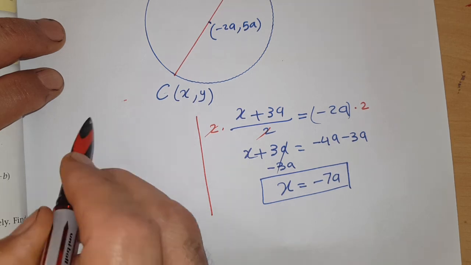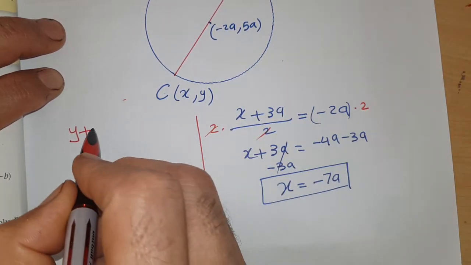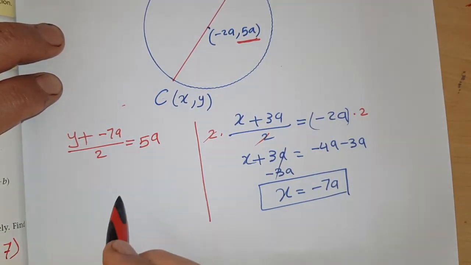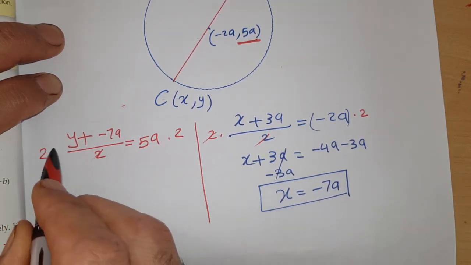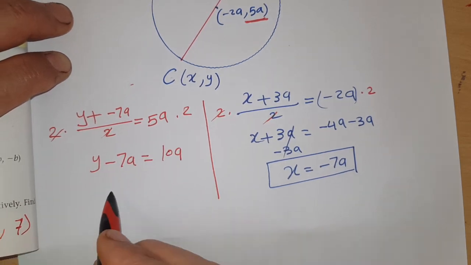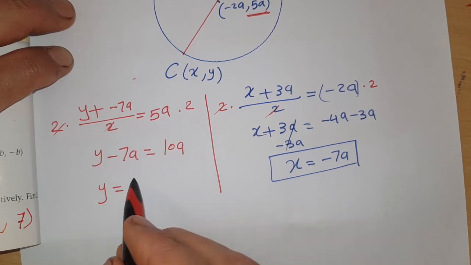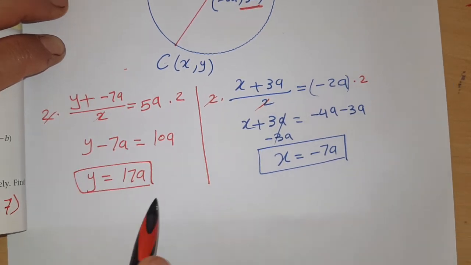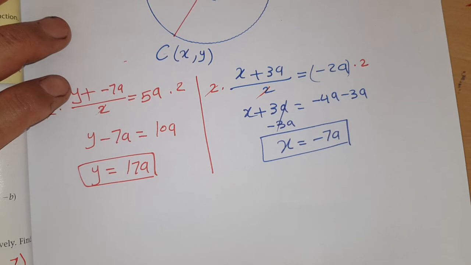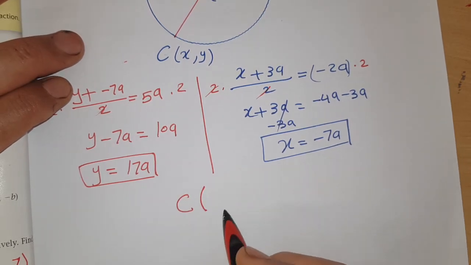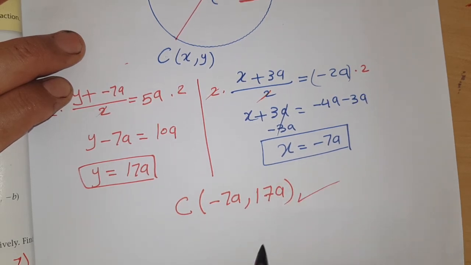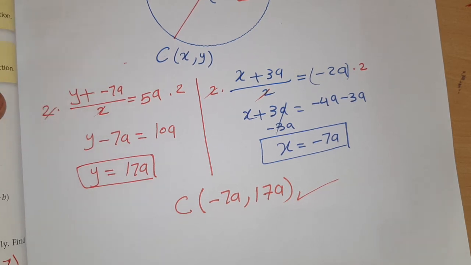The sum of the Y coordinate, Y plus the other Y here, -7A, over 2 gives you the midpoint, 5A, yes? Multiply by 2 here also. So Y minus 7A is equal to 2 times 5, 10A. And Y is equal to, by adding 7A to each side, 17A. So this is X and this is Y. Simply write them in one step. So the point C is (-7A, 17A). Of course, the answer is in terms of A because the original points are also in terms of A.